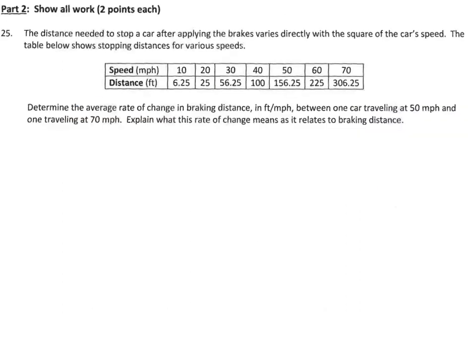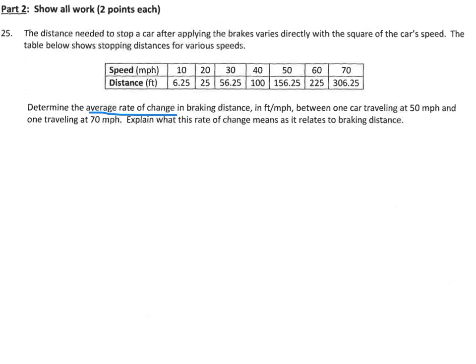Number 25, the distance needed to stop a car after applying the brakes varies directly with the square of the car's speed. The table below shows the stopping distances for various speeds. Determine the average rate of change. Okay, I'm going to underline that. That's important. In braking distance in feet per mile per hour between one car traveling at 50 miles per hour and one traveling at 70 miles per hour.